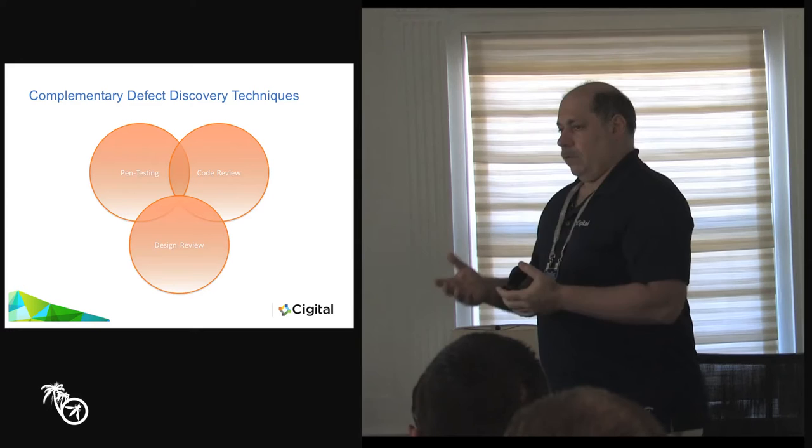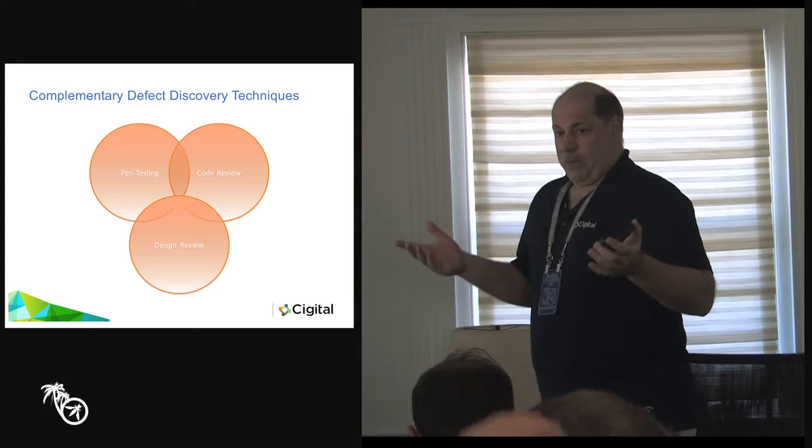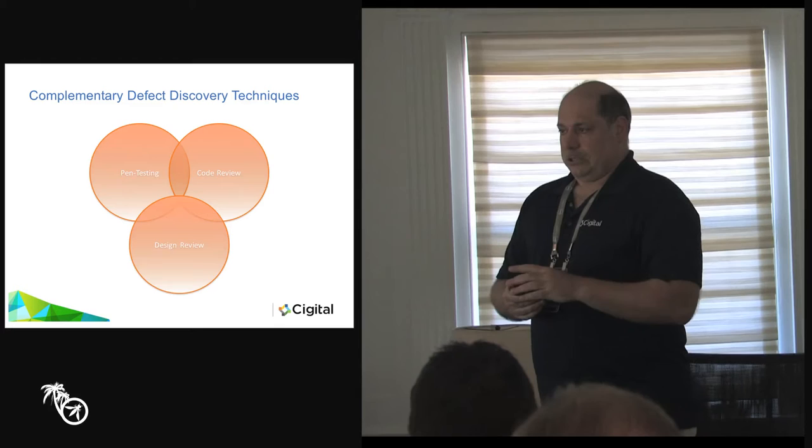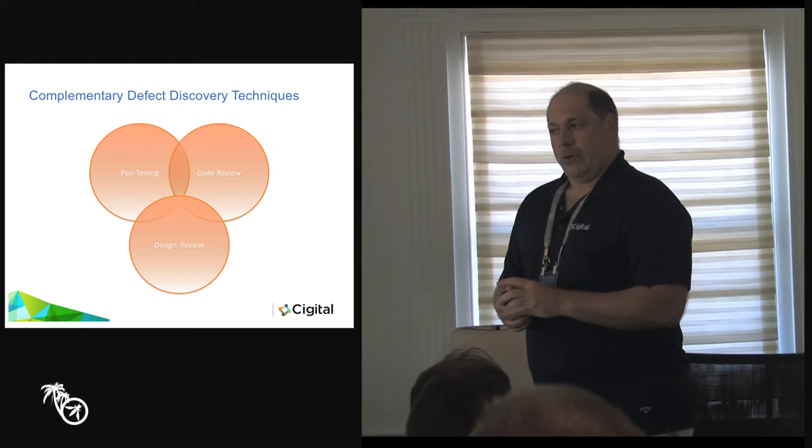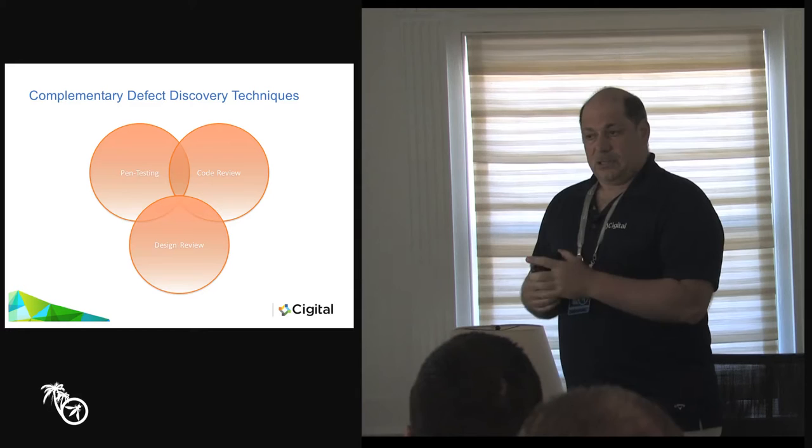A code review is only looking at the code. It doesn't understand where the software is deployed. It doesn't understand what may or may not be reachable. There could be a vulnerability in the code, but if there's no way to reach it, it's not interesting. Or if it's only reachable by the sysadmin, it's not interesting. Code review tools don't know that. And of course, the design review side is going to find basically flaws in the design. Highly unlikely the code review and pen test will find those.